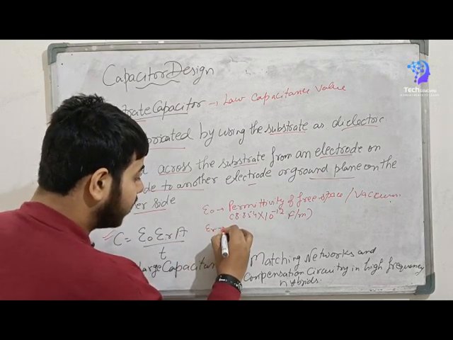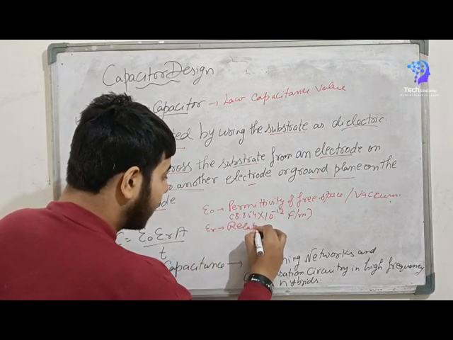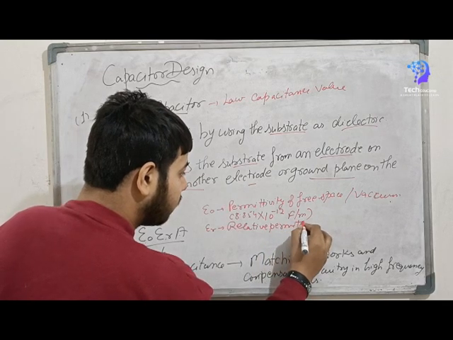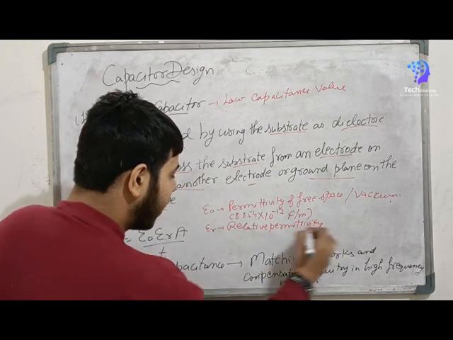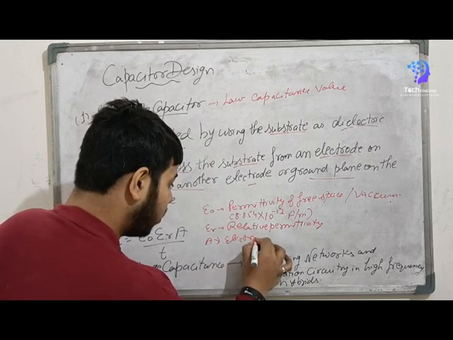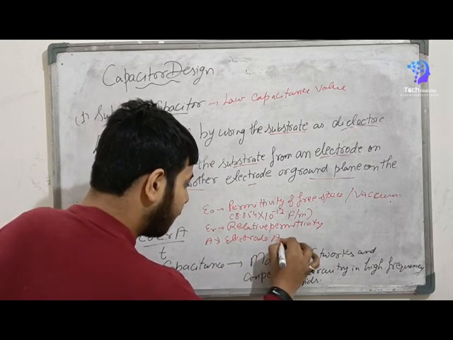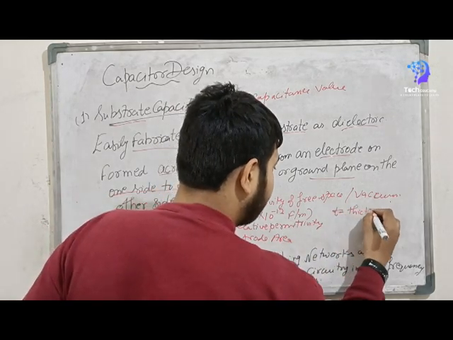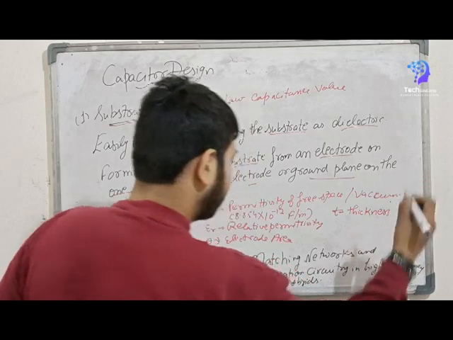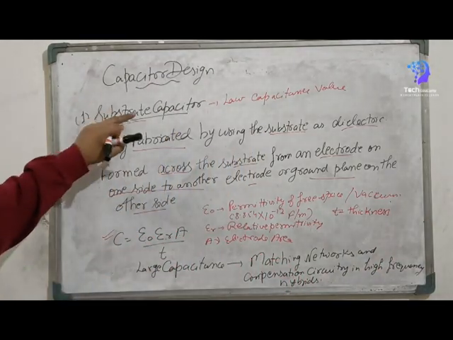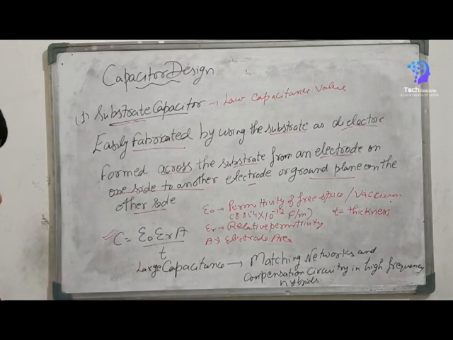Epsilon r is the relative permittivity. A is the electrode area and t is the thickness. So this is how we can calculate the capacitance of the substrate capacitors.